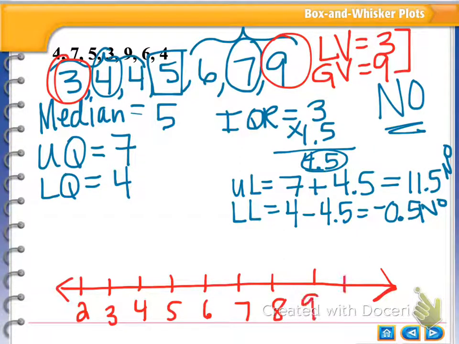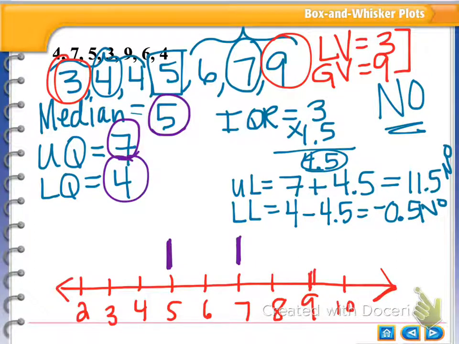And it's going to go all the way to 10. Try to make yours as even as possible. Mine didn't really end up very even. All right, so to create this box and whisker plot, I'm going to put a vertical line at 5, which is the median, a vertical line at 7, the upper quartile, and a vertical line at 4, my lower quartile.